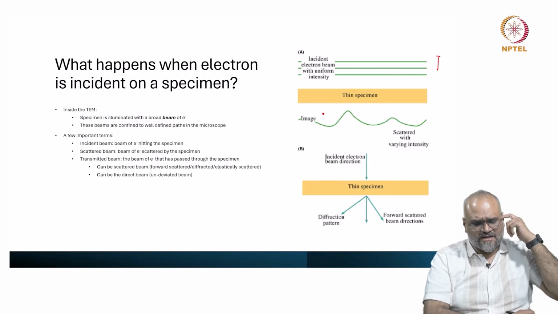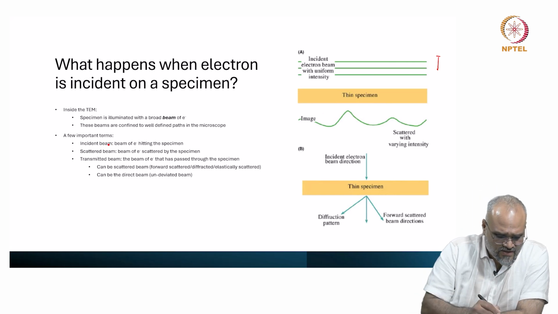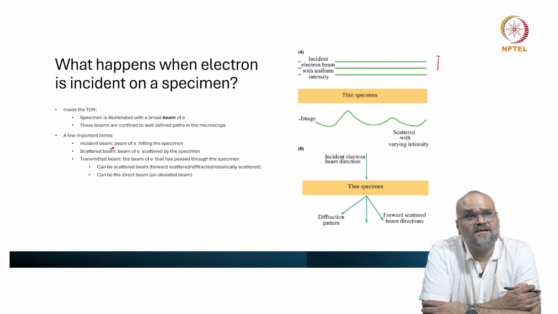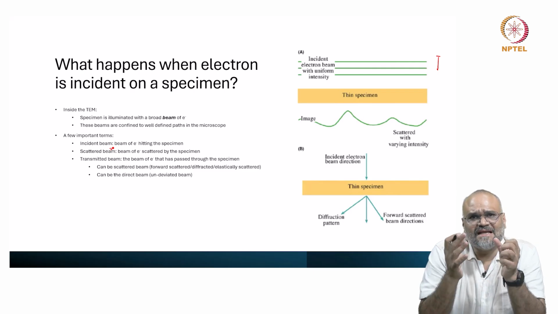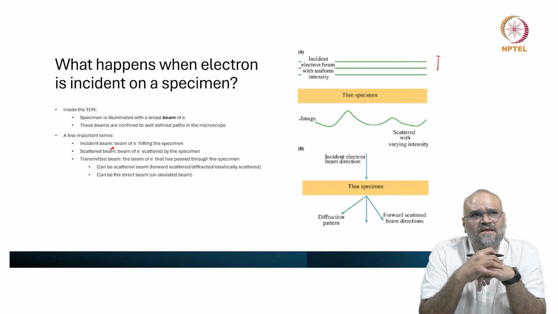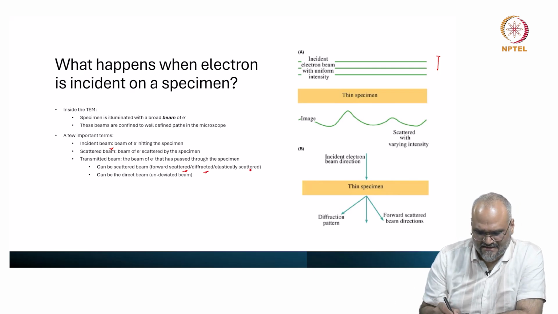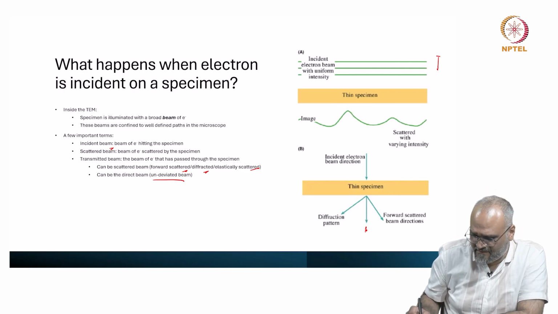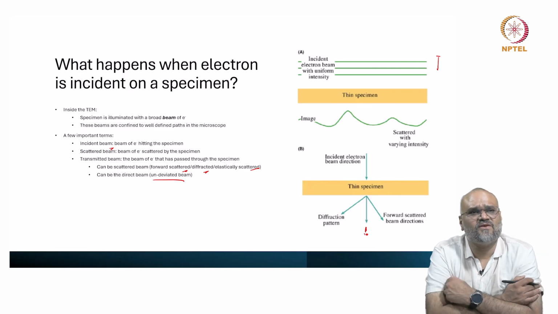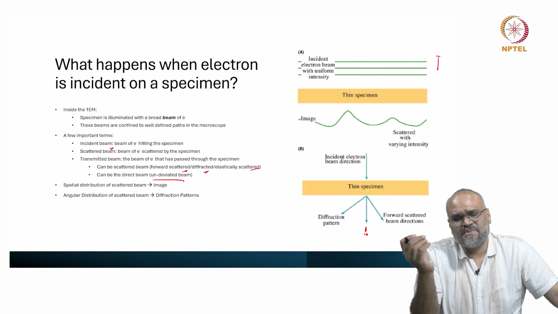There are a few important terms. If you look at the electron beam that is incident on the specimen, you call it the incident beam. The scattered beam is the electron beam which is scattered by the specimen, and these could be elastically or inelastically scattered electrons. The scattered beam can be the forward scattered, the diffracted, or the elastically scattered beam, or it can also be the direct beam or the undeviated beam which is along the principal axis of the microscope. So, in short, this was also covered in the previous slide.